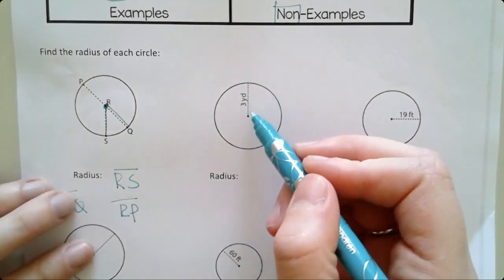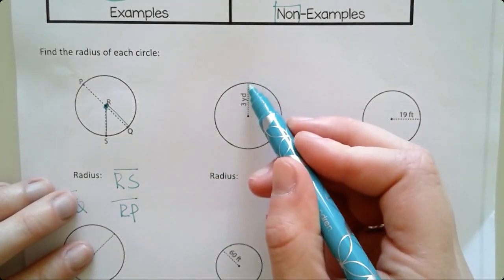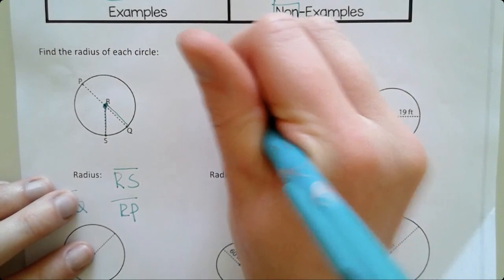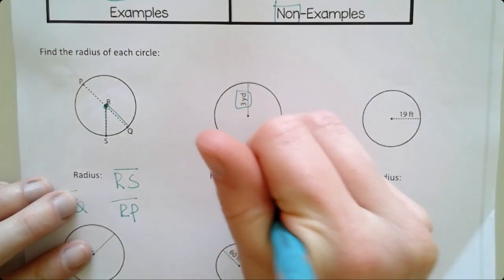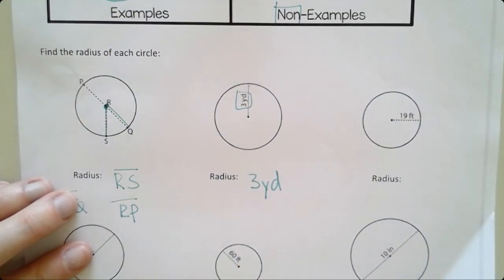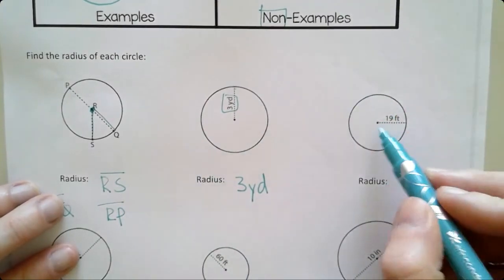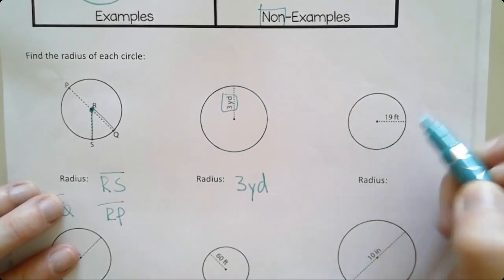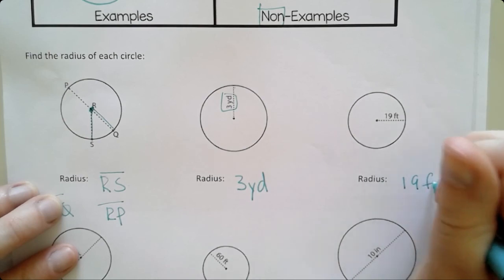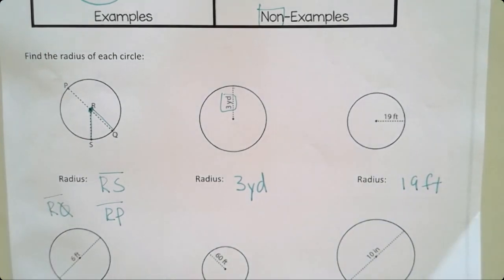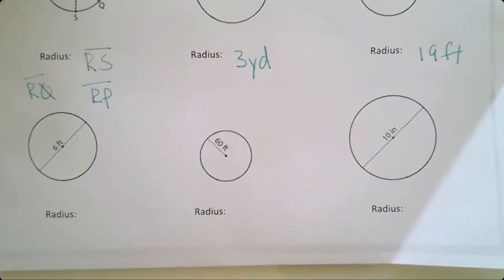Now, looking at this, what is the radius of this circle from the center to the edge? Well, it's telling us 3 yards. Okay, this one also tells us the radius. It gives it to us from the center to the edge, 19 feet. Sometimes it's not going to be as straightforward though. Sometimes they might not give us the radius without us having to do some work.